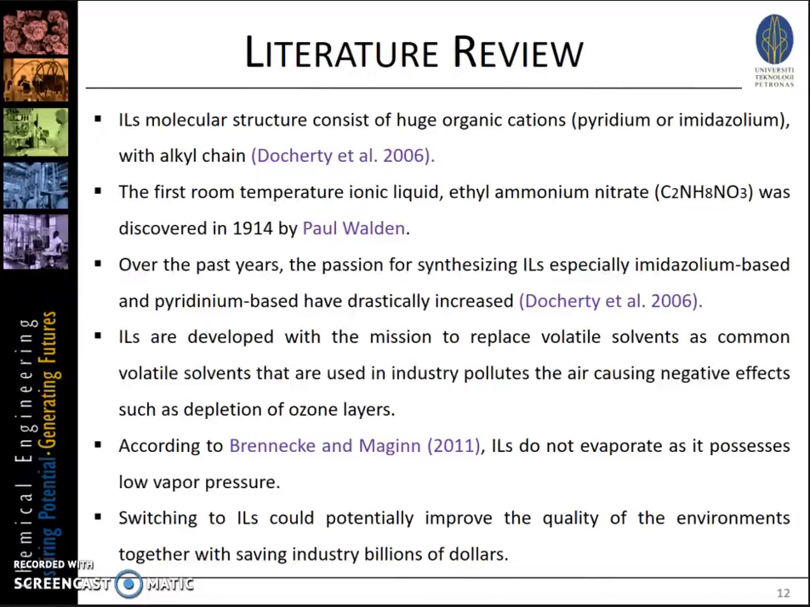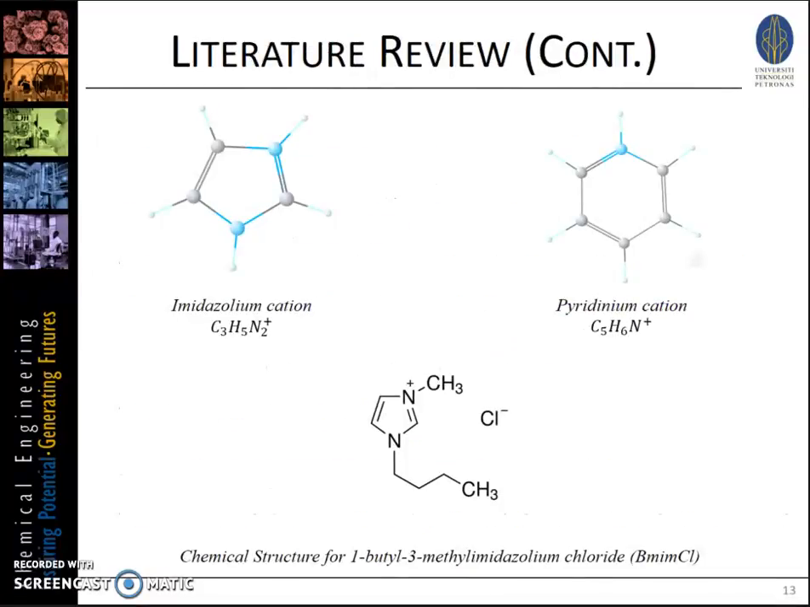By switching to ionic liquids, it is said it could potentially improve the quality of the environment, together with saving industries billions of dollars. As I mentioned earlier, ionic liquid consists of two types, which is pyridinium or imidazolium based with an alkyl chain attached to it. This is what differentiates the imidazolium cation and the pyridinium cation. As you can see, in the imidazolium cation, we have 3 carbon atoms, 5 hydrogen atoms and 2 nitrogen atoms. Whereas for pyridinium, it contains 5 carbon atoms, 6 hydrogen atoms, and 1 nitrogen atom.